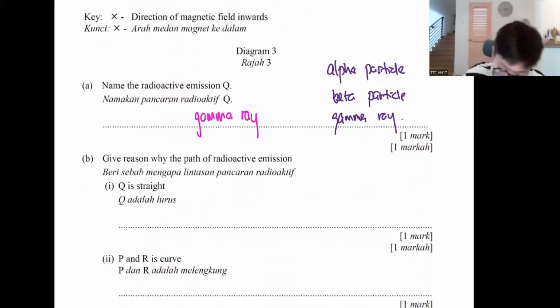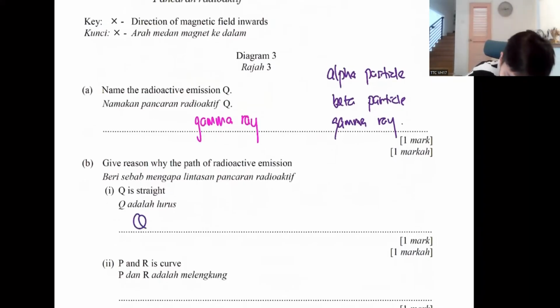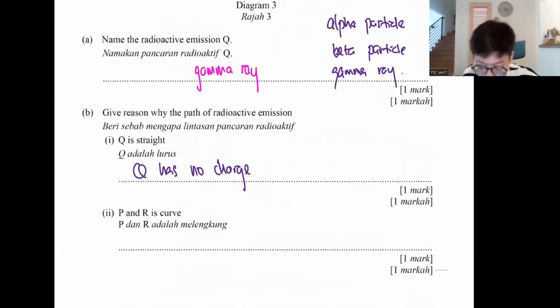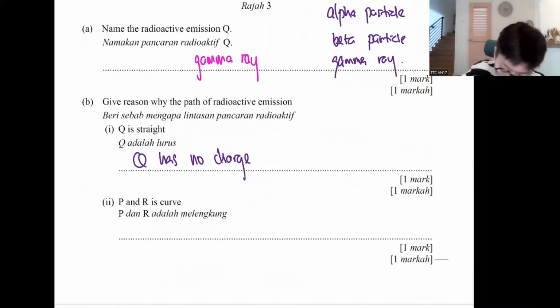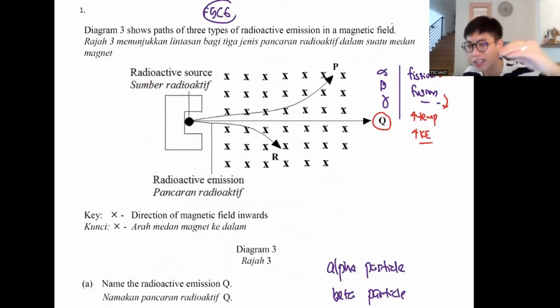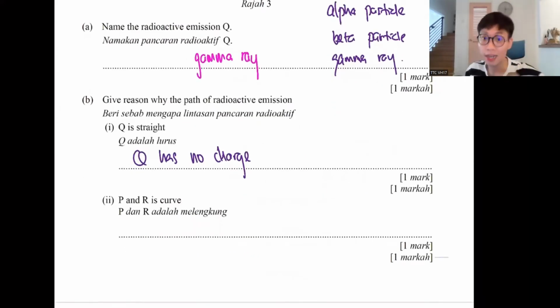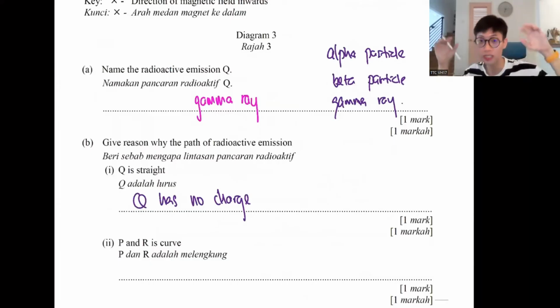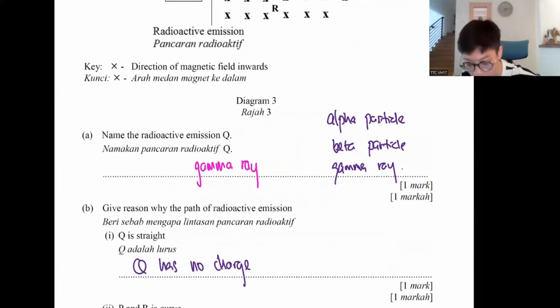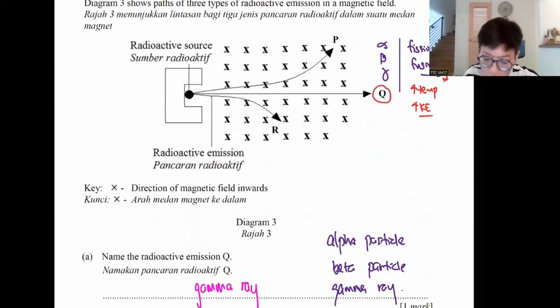and R are curved. Because Q has no charge. And P and R are curved because they have charge. Now, if you want to make your answer sound more convincing, because if you just say P and R have charge, some school teachers will say they cannot accept that because you never told them what charge. So we try to be a bit more specific.